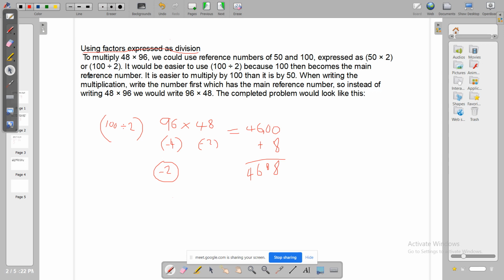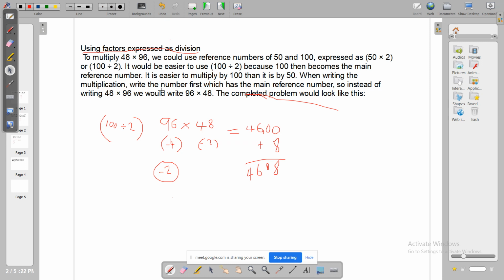Now when you check this one, our main reference number is 100. So we have to change it. Yesterday I was asking you how to solve that, and I was seeing if you can think about it. So the main question was 48 times 96, but because the main reference number is 100, we have to change it and write it this way: 96 times 48, meaning that the main reference number will be for this.